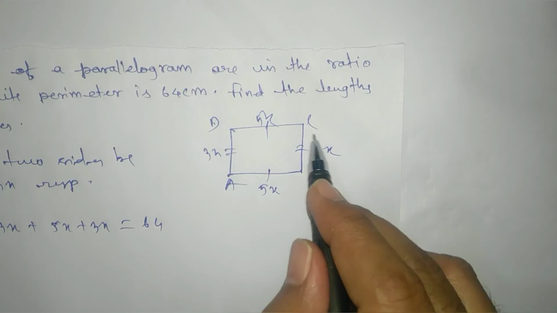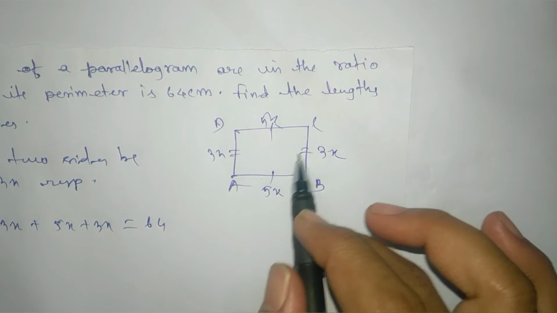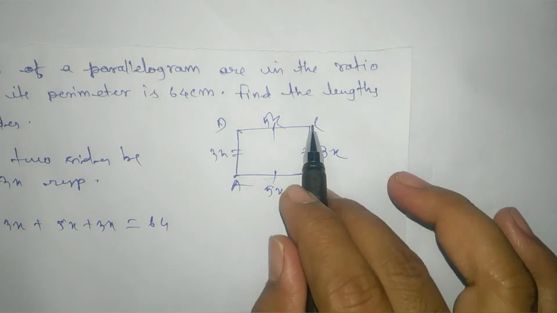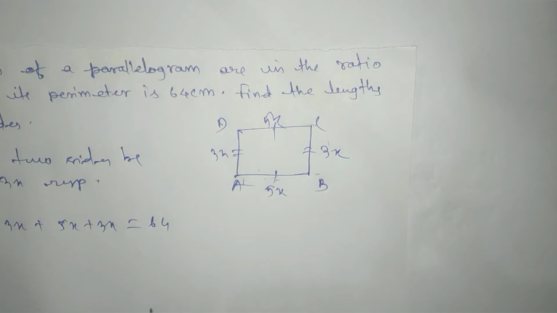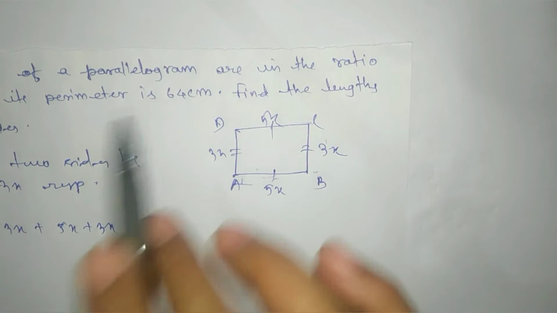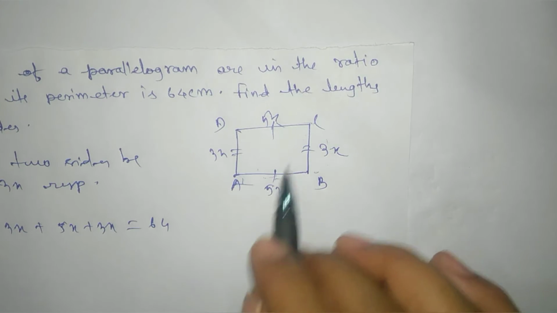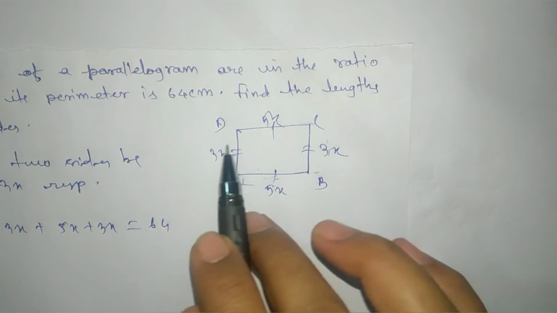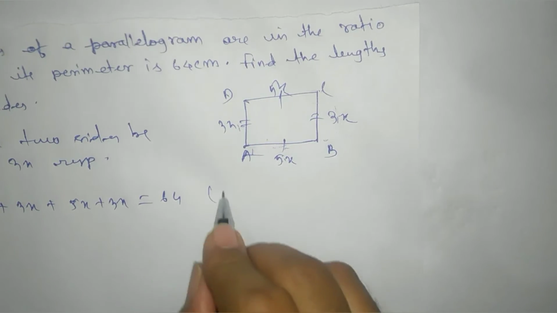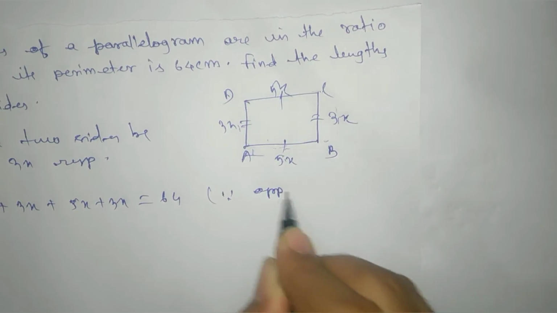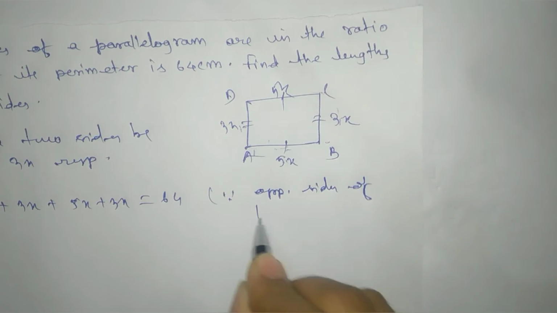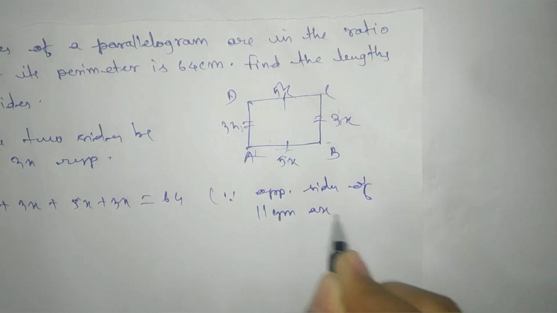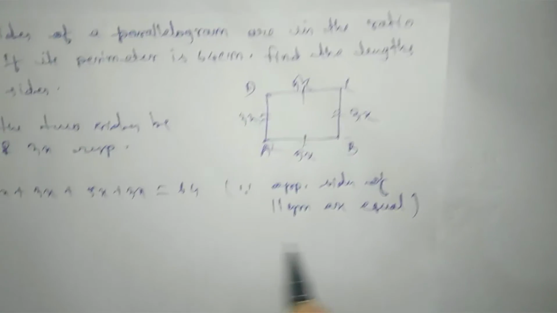64. As we know, perimeter means the length of the boundary of any figure. So the length of the sides of a parallelogram is the perimeter of the parallelogram, and it is already given here as 64 centimeters. That means we'll add 5 plus 5, 3 plus 3. We mention here in brackets, since opposite sides of a parallelogram are equal.